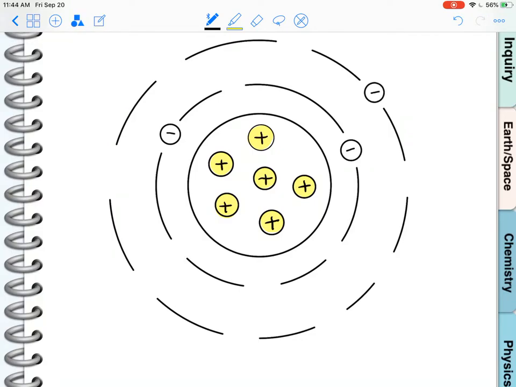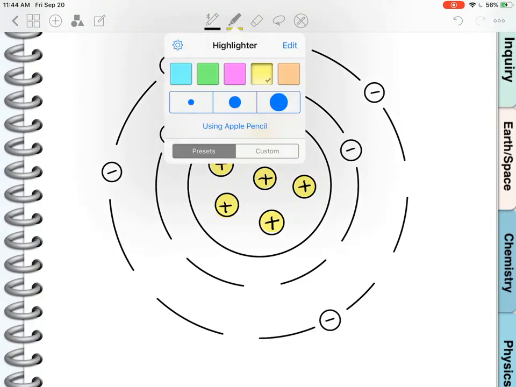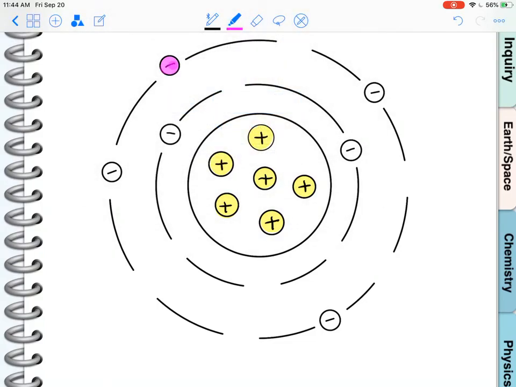And it doesn't matter where you place them, as long as they're in the right shell. And we need a total of 6 of them. 1, 2, 3, 4, 5, 6. We've got it. These are the negative charges. So let me color these in so you can see them clearly. 3, 4, 5, 6. So this is a stable, balanced atom of carbon. It's got 6 pluses and 6 minuses.